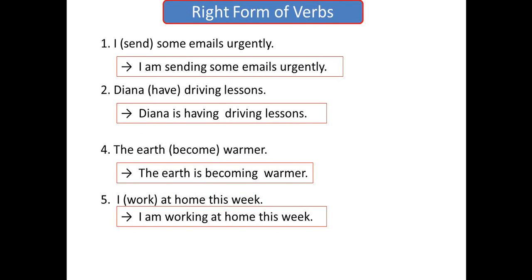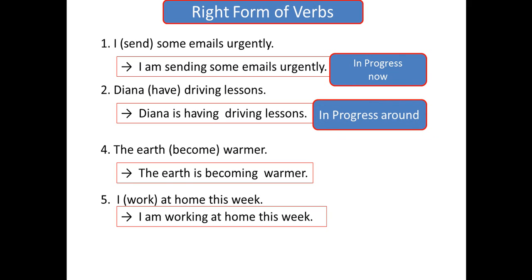So the context of the sentences are different, and let's look at what they are expressing. So I'm sending some emails urgently. This action is in progress now. That means the action is going on when the speaker is talking about the action. Next, Diane is having driving lessons. This action is not progressing now, but it is in progress around. That means the action is not going on right at the time of speaking, rather the speaker or Diana is engaged in this activity. Okay.